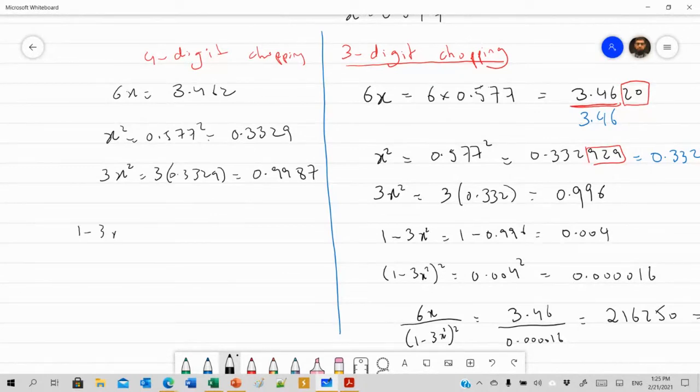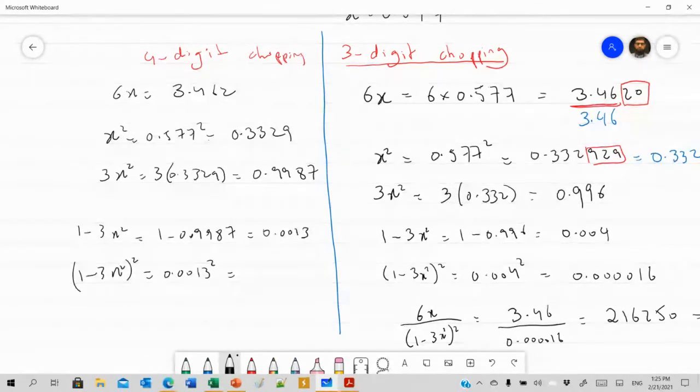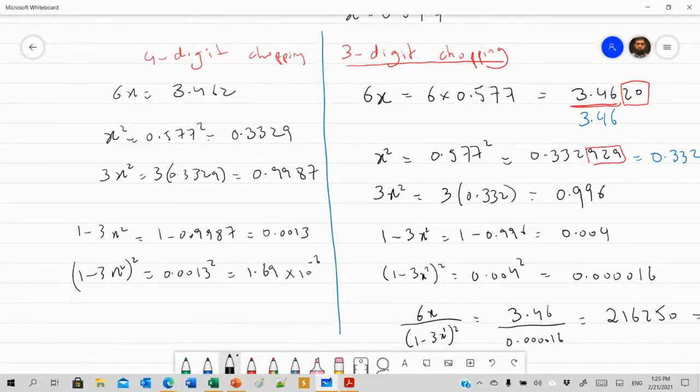1 minus 3x square, 1 minus 0.9987, is 0.0013. 1 minus 3x square, the whole square, is 0.0013 square. I'll just write it as 1.69 times 10 to the power minus 6. This is what I got. But you can see we have only three significant figures, so we don't have 4 significant figures anyway. You can put one extra 0, make it 4. It doesn't matter.